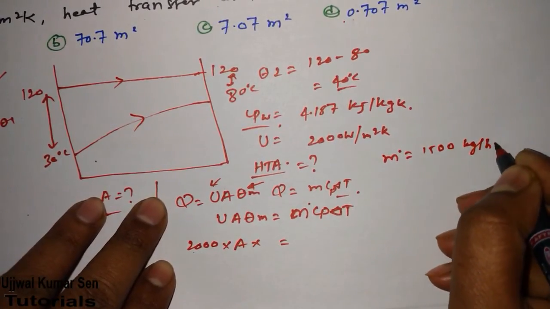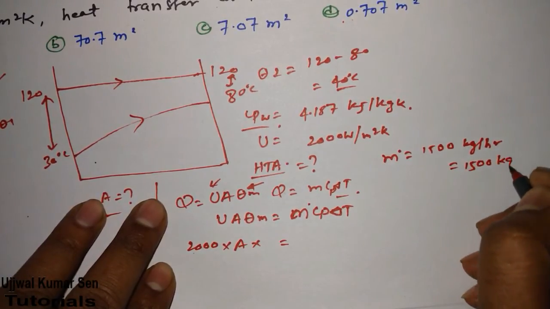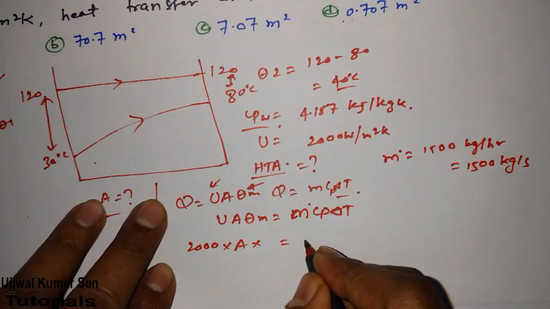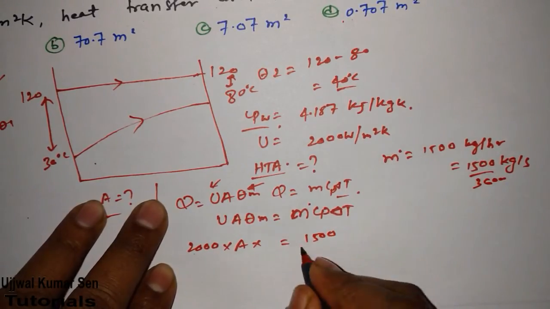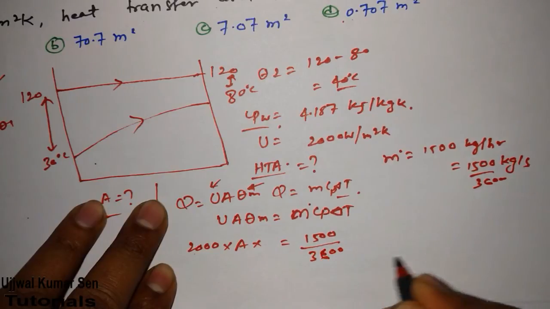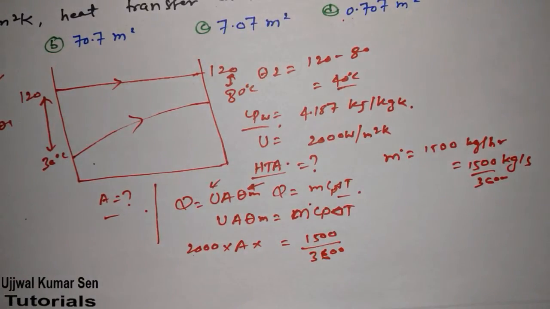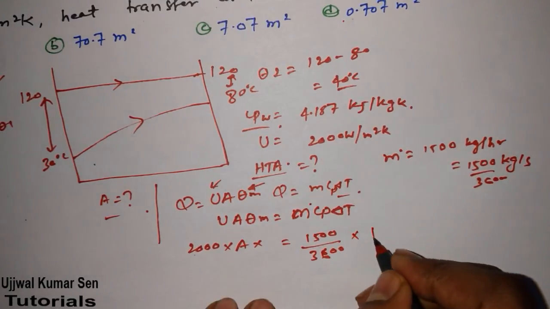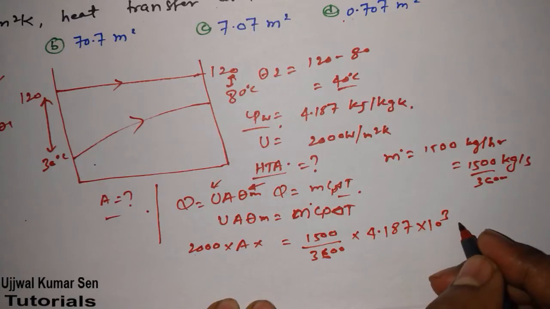kg per hour. We have to convert it into kg per second, so this becomes 1500 by 3600. We have to divide by 3600, so we get it in kg per second, that means SI. Cp is equal to 4.187 kilojoule, so we multiply with 10 to the power 3.